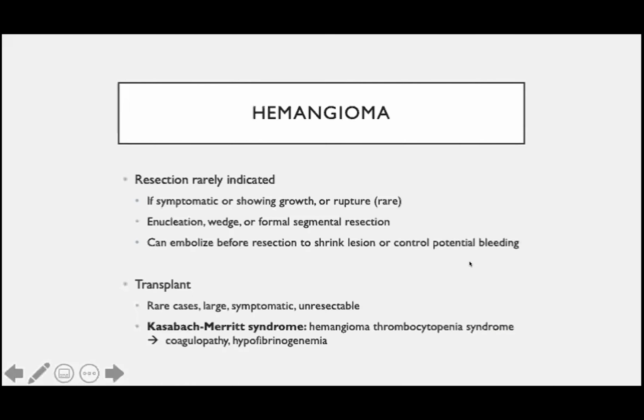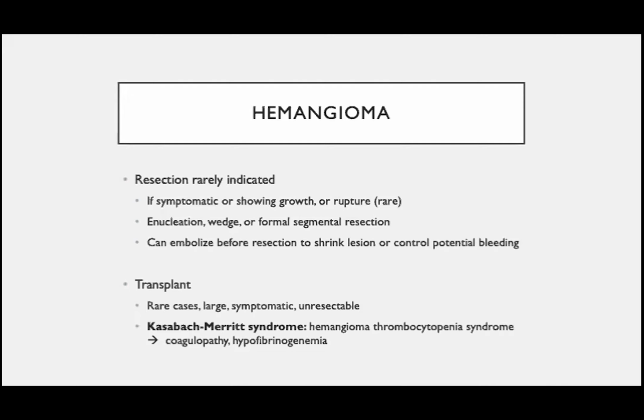For hemangiomas, resection is rarely indicated. Obviously, if symptomatic or showing growth or rupture, which is extremely rare, you can do enucleation, wedge, or formal segmental resection. You can embolize before resection to shrink the lesion or control potential bleeding. So transplant, very rare. It can happen for large symptomatic ones.